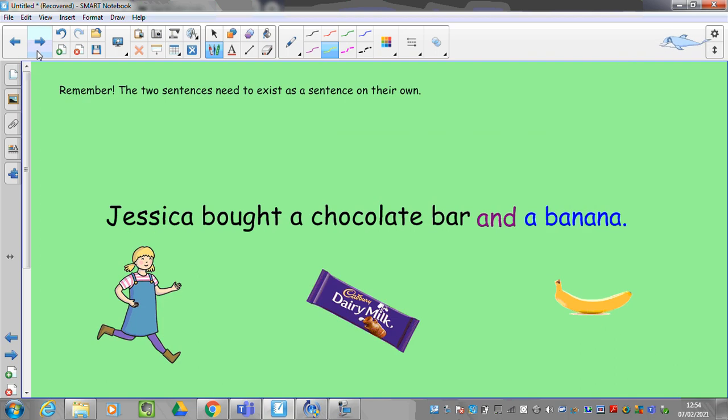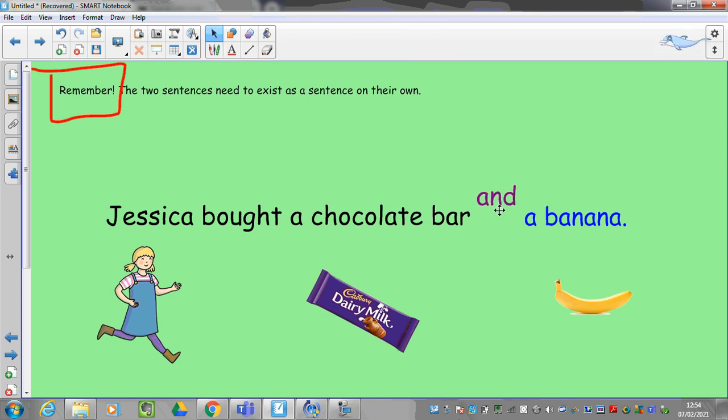Now let's have a look here at this, because you need to remember something very, very important. Remember, the two sentences need to exist as a single sentence on their own. So here is a sentence, Jessica bought a chocolate bar and a banana. But this time, and has not been used as a conjunction. Now I'm going to tell you why. Jessica bought a chocolate bar could be a sentence if we put a full stop in.